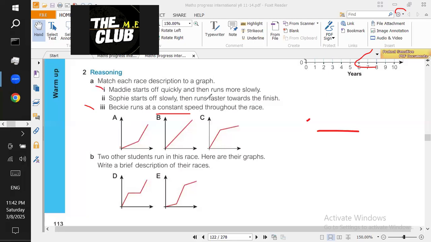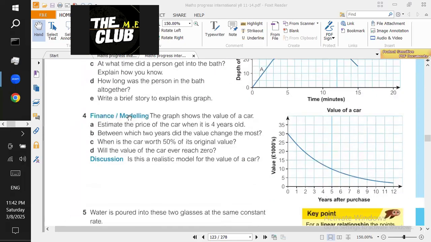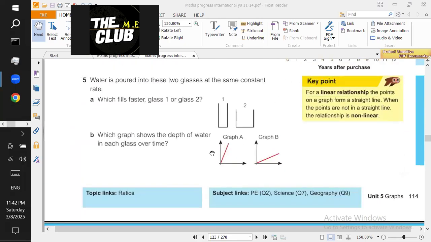And then slow and then fast. This one is A. Okay. Just to understand how to interpret graphs and understand how to read them. Okay. Now let's move on. Same idea. Which one is faster? A is faster because it's steeper. This is less steep. This one will fill faster.